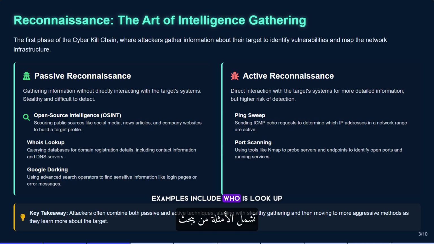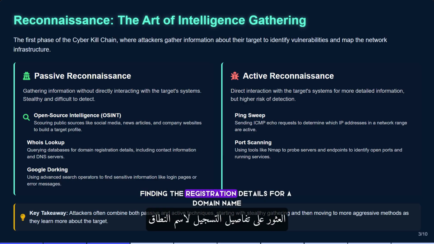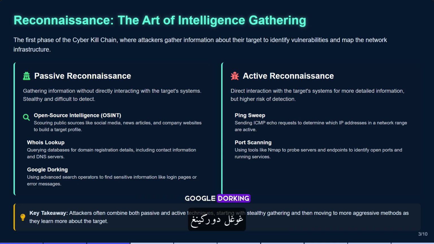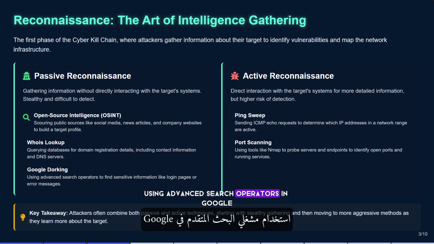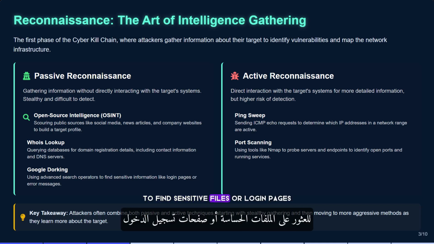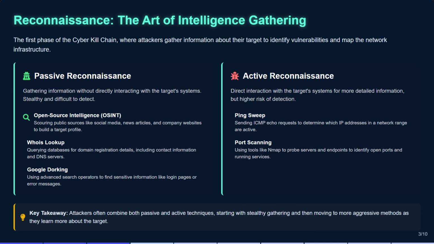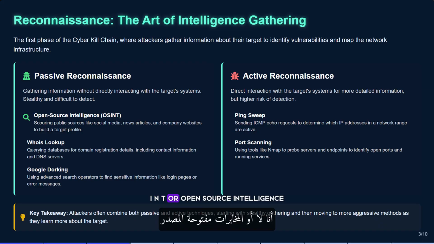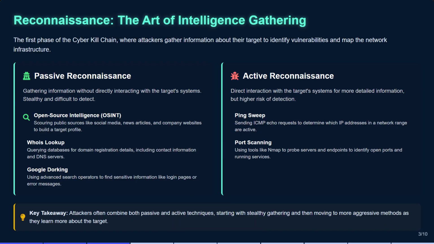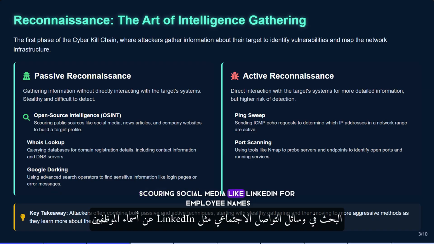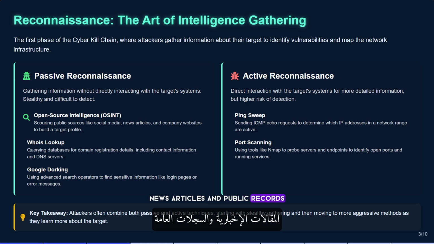Examples include whois lookup, finding the registration details for a domain name. Google Dorking, using advanced search operators in Google to find sensitive files or login pages. OSINT, or open source intelligence, scouring social media like LinkedIn for employee names, news articles, and public records.